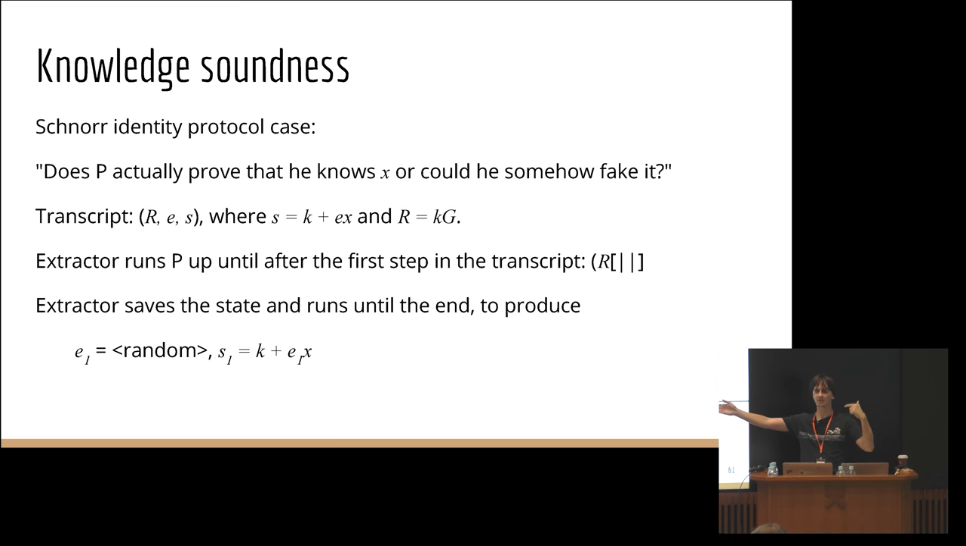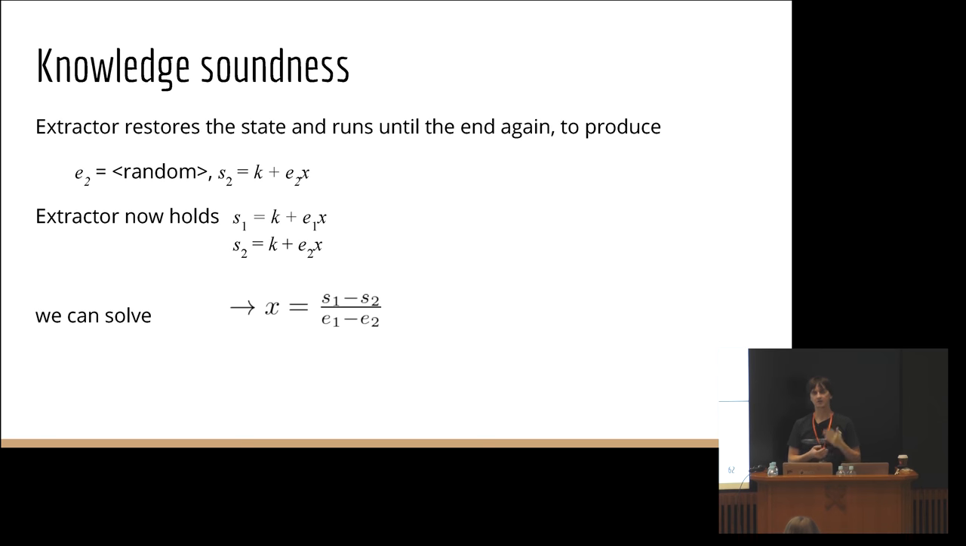So he gives a random value, e1, and he gets back an s1, right? He gave a random value, he got back s. This is one round. He does this two times. So he gets a second one, but now, instead of going from the beginning, he loads after he got the R. So now he has the same R, but he sends a different random value. So he has sent e1 and e2, and he's got an s1 and s2, and we can now solve for x.